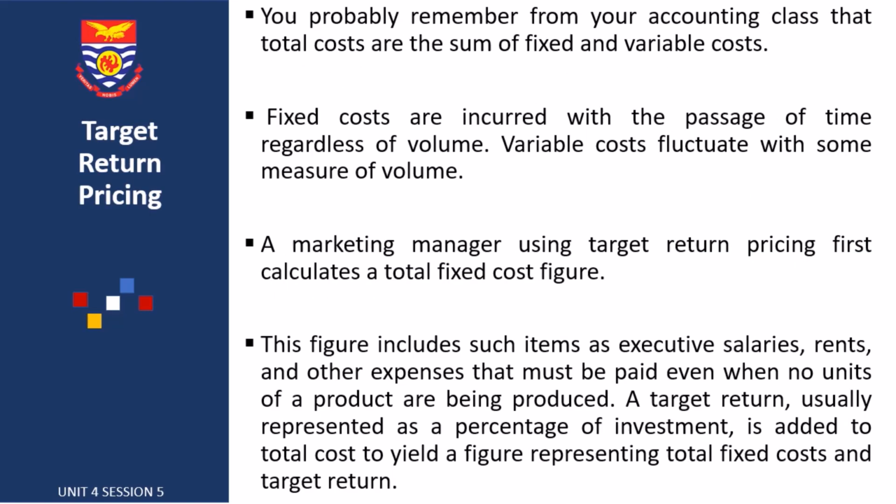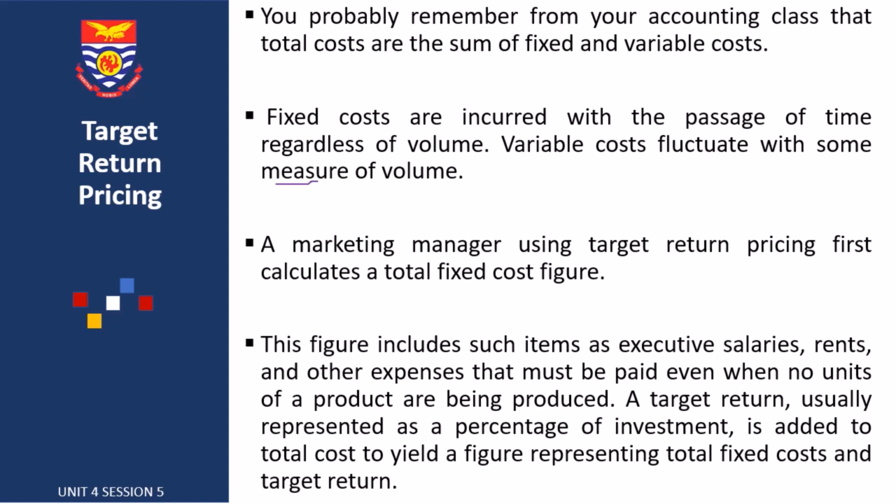Target return pricing. You probably remember from your accounting class that total costs are the sum of fixed and variable costs. So total costs consists of both fixed and variable costs. Fixed costs are costs that do not change in the short run, and they are incurred even when there is no production. Fixed costs are incurred with the passage of time regardless of volume. Variable costs fluctuate with some measure of volume. So with variable costs, it varies according to the number of units you are producing.